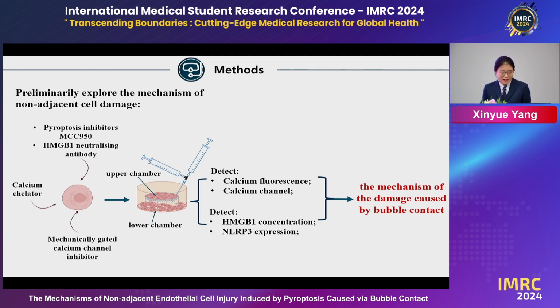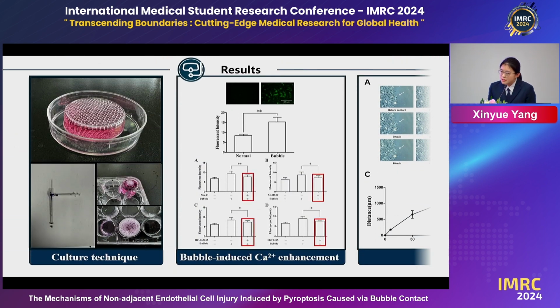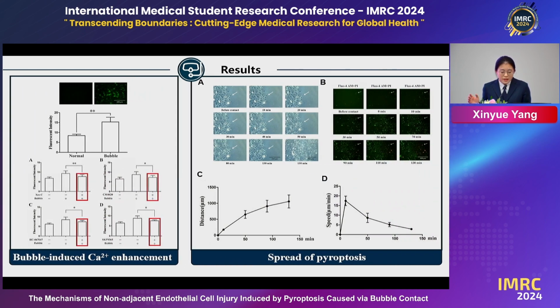To date, we've successfully developed a cell layering culture technique and constructed a multi-bubble contact and a single bubble contact injury model. Also, the elevation of intracellular cation ions after bubble contact has been confirmed, aligning with the trend seen in PI stain diffusion. By administering different cation channel inhibitors, the intracellular cation ion fluorescence decreased, along with a reduction in cellular damage.